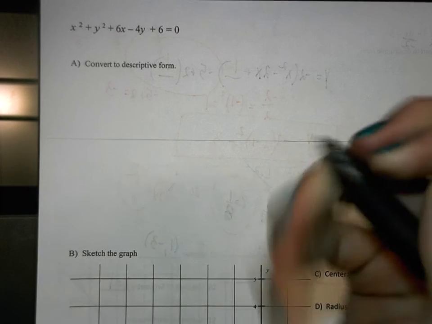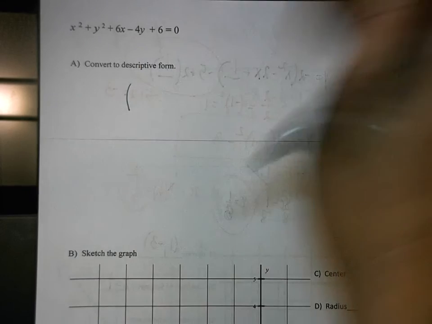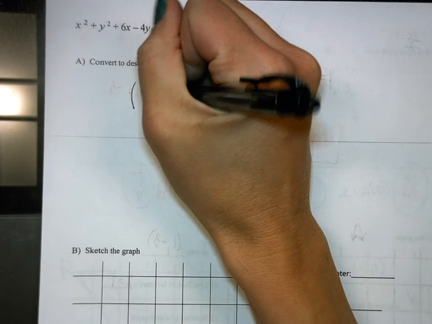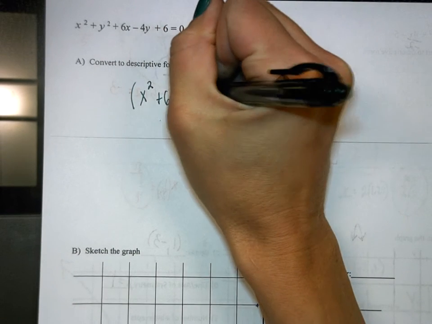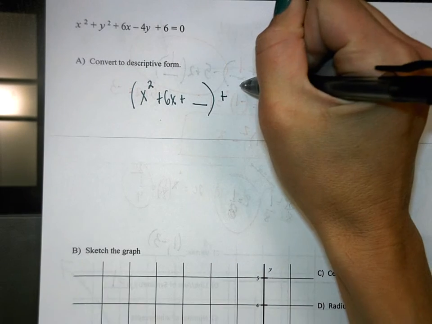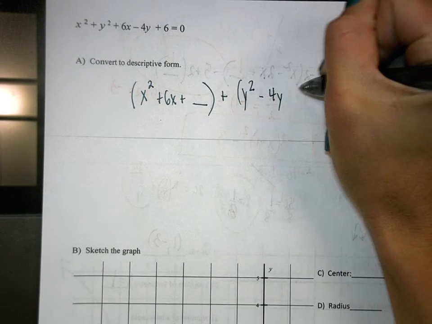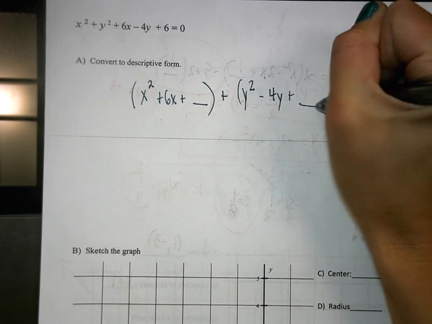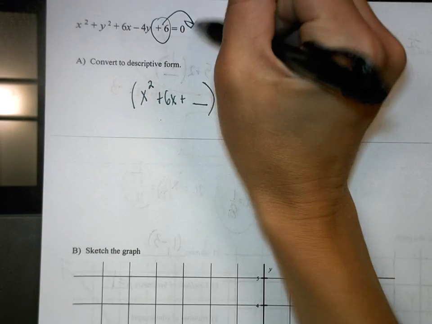Okay, so we're gonna complete the square on this. We're gonna make our parentheses with our x stuff, so we have x squared plus 6x plus blank. Then we get our y's, so we have y squared minus 4y plus blank. Okay, what do I do with this number? You subtract it. Good. So we're moving to the other side. It becomes a minus 6.